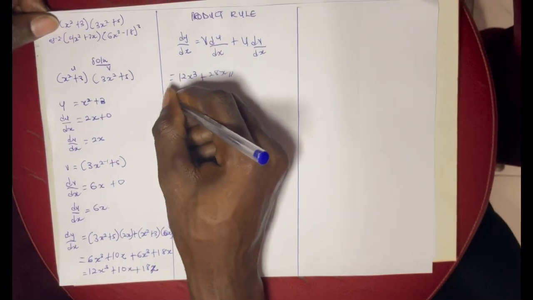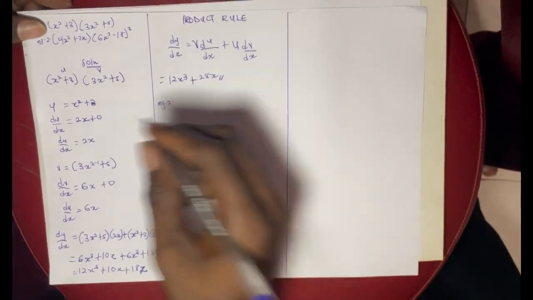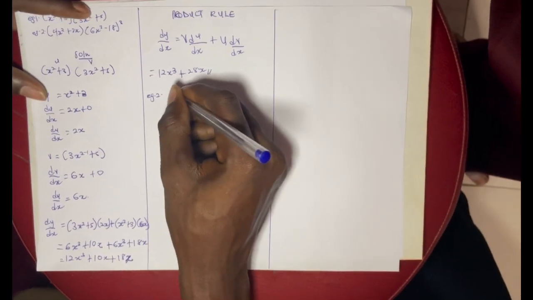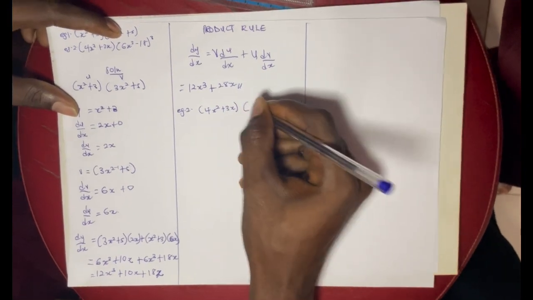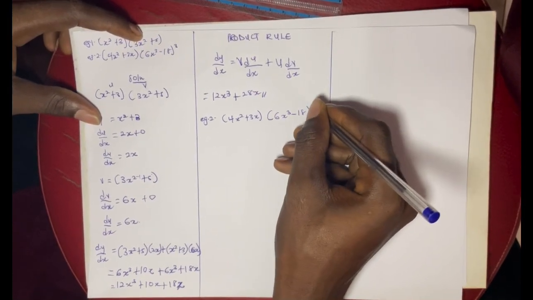So let's take Example 2. When you're taking Example 2, you can try your hands on it before I do it. So example 2, we have 4x squared plus 3x. The other bracket is 6x cubed minus 18, all cubed.